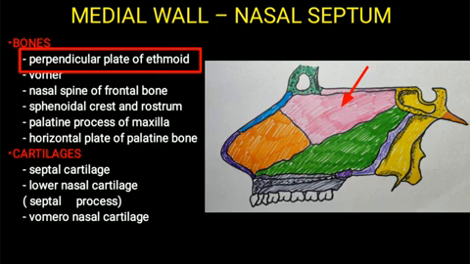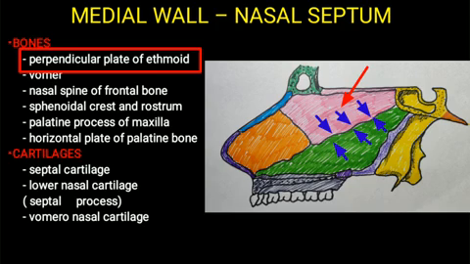Its margins articulate with other bones: the upper margin with the cribriform plate of ethmoid, the anterior superior margin with the nasal spine of frontal bone and the nasal bones, the anterior inferior margin with the septal cartilage, the posterior superior margin with the sphenoidal crest, and the posterior inferior margin with the vomer.